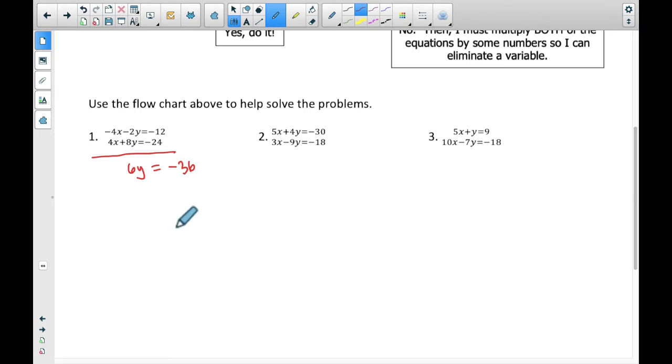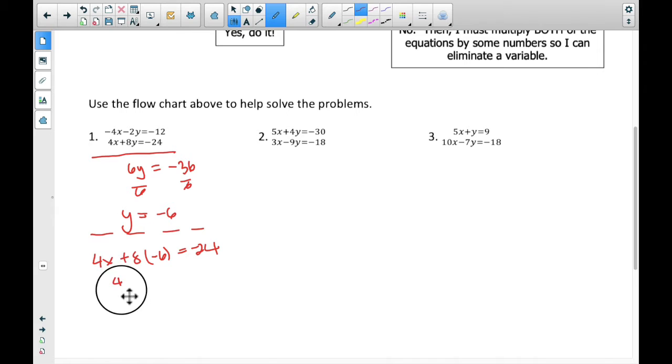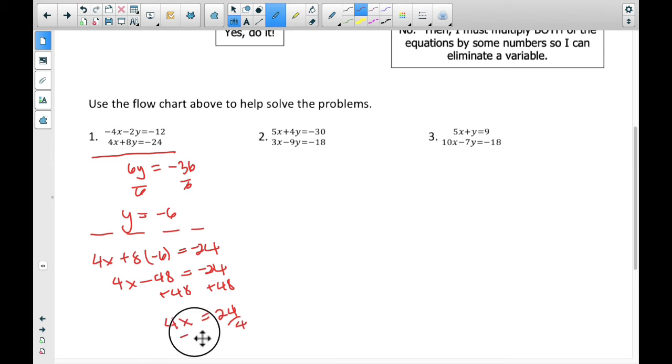Now I just have to solve it, so I'm going to divide by 6, and I get y equals -36 divided by 6, which is -6. And then, of course, I can plug that in to find my x. I kind of like the bottom one because the negatives always bother me. So the bottom one, 4x plus 8 times -6 is -24. So that's 4x minus 48 is -24. We're going to add 48 to both sides. So that's 4x is equal to 24. Divide by 4. We get x equals 6.